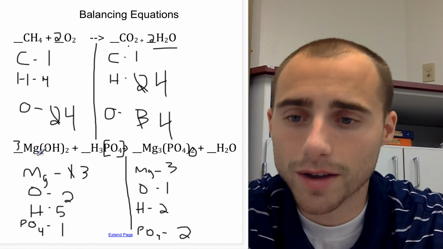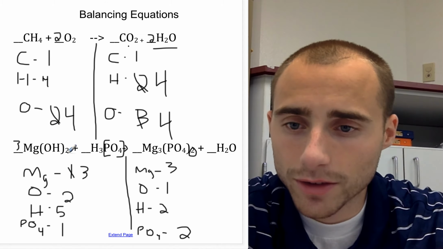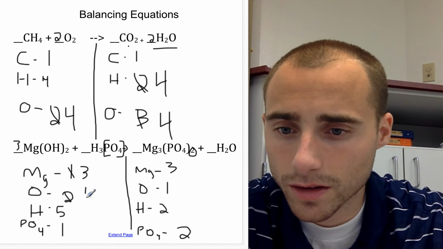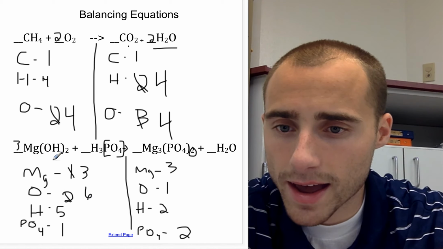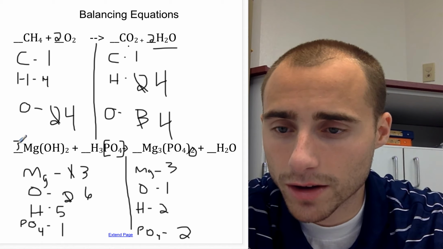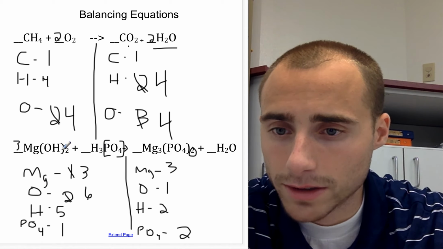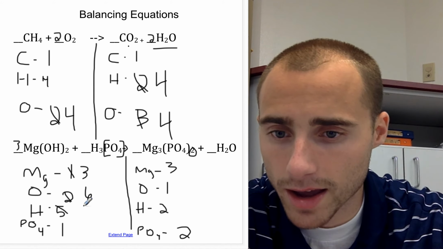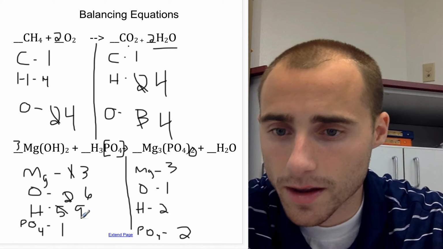I mean, this one gets kind of crazy. So we had 2 oxygens, right? 2 times 3, that's going to be 6. And we had 5 hydrogens. We have 3 right here. Now we have 3 times 2 is 6, plus that is going to be 9. So now we have 9 hydrogens right there.